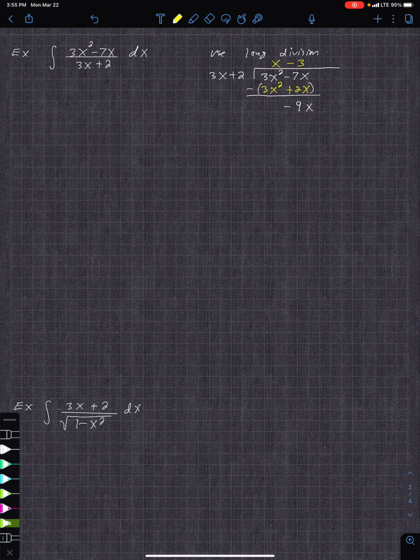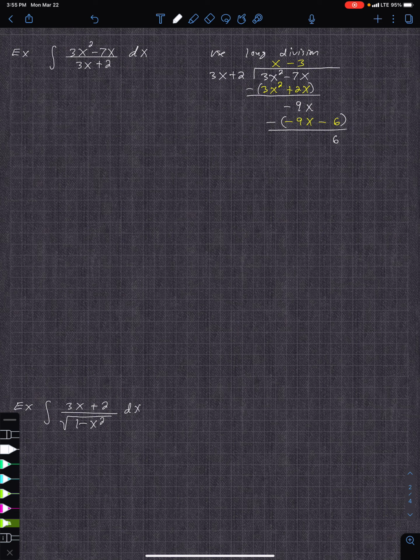And we get, okay, so you get negative 9x, which is what we wanted, and minus 6. Okay, and then you subtract. That's 0. It becomes a 6. So your remainder is 6.